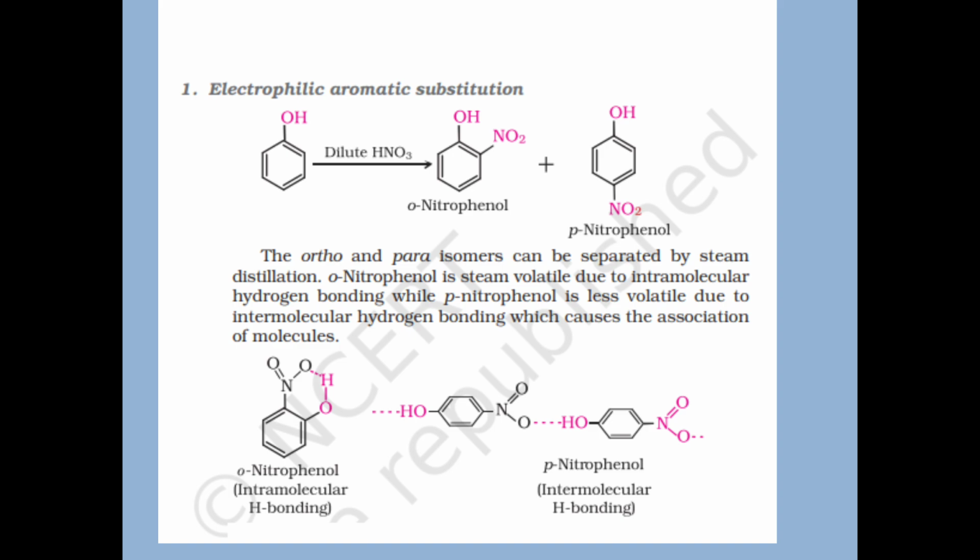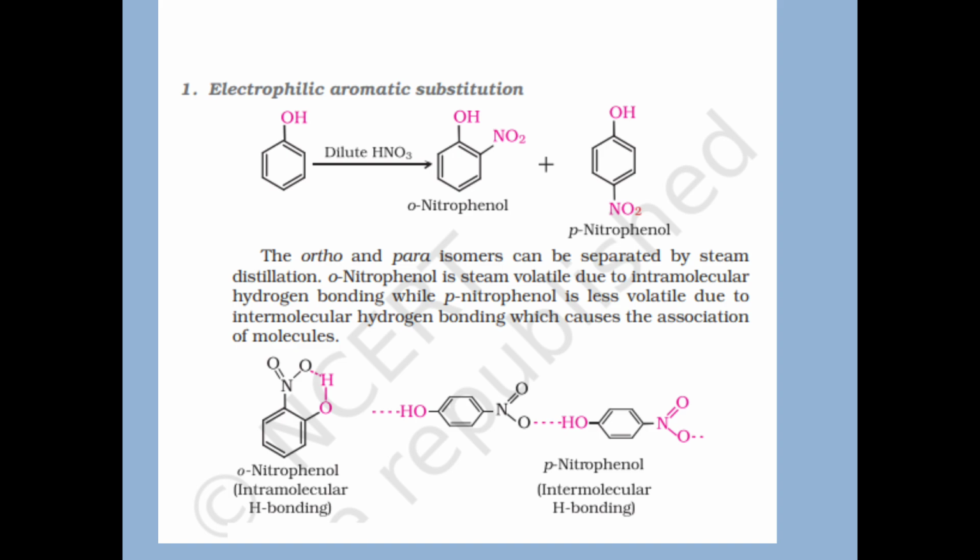Now come to electrophilic aromatic substitution. For phenol, dilute HNO3 will give orthonitrophenol and paranitrophenol. So para will be the major product. Here we do not use concentrated HNO3. Concentrated HNO3 will break the pi bonds of the benzene ring and form a quinone compound. It will oxidize the ring. So we use dilute HNO3 for nitration of the phenolic compound.